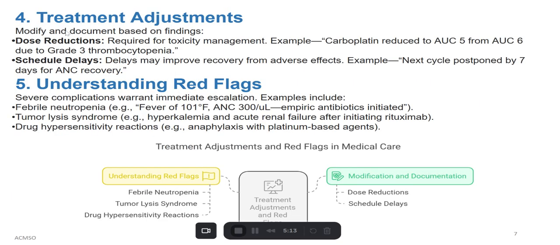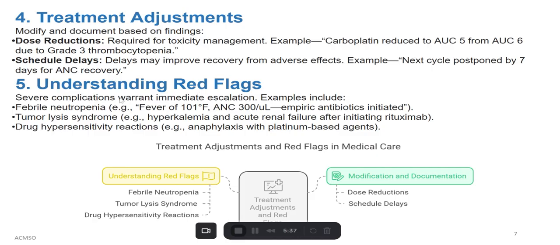Treatment adjustments: modify and document based on findings. Dose reductions may be required for toxicity management. Example: carboplatin reduced to AUC 5 from AUC 6 due to grade 3 thrombocytopenia. Schedule delays may improve recovery from adverse effects. Example: next cycle postponed by 7 days for ANC recovery.